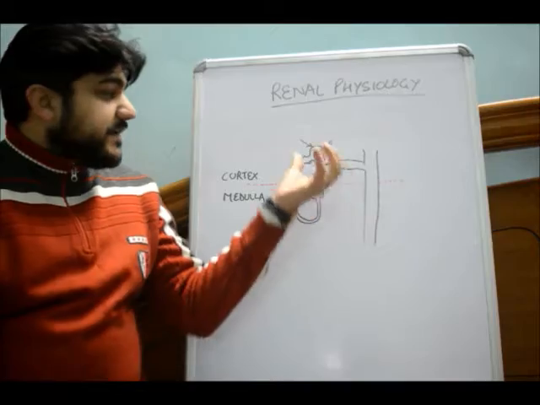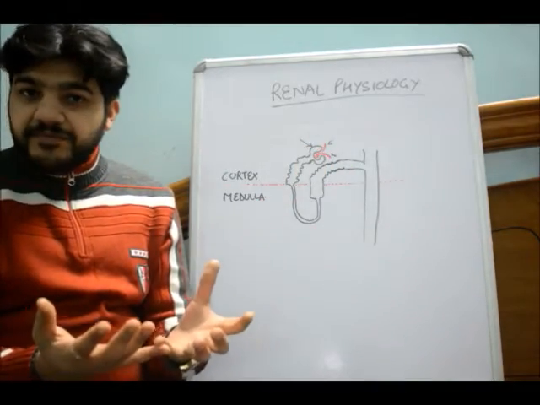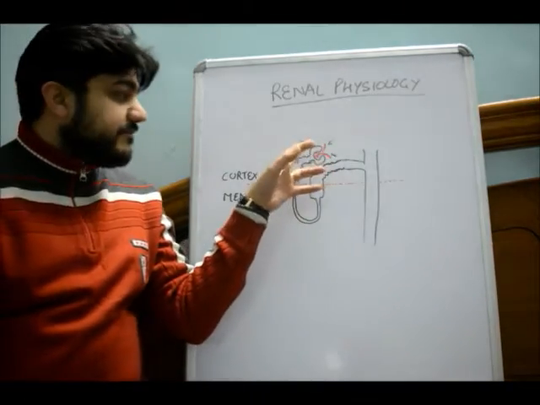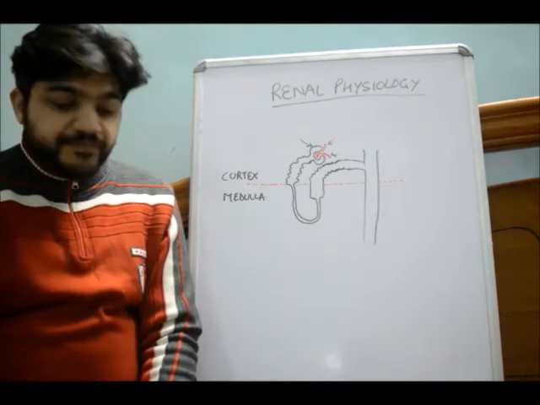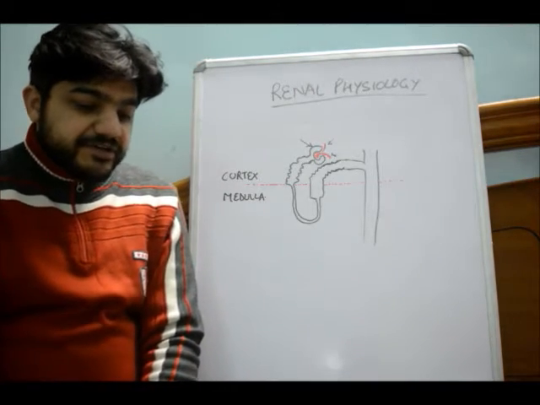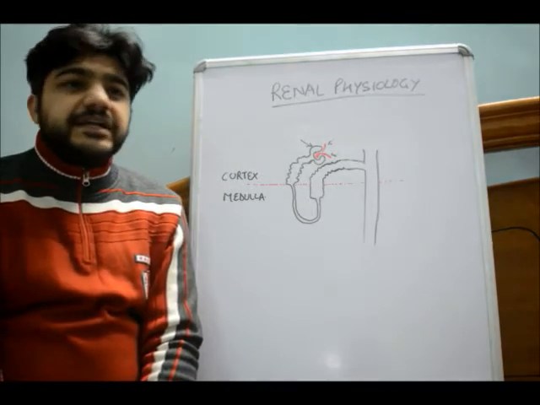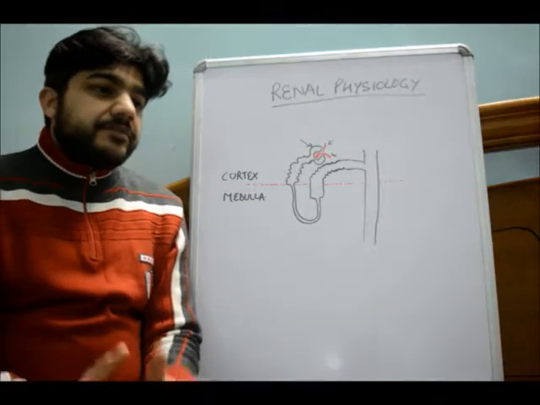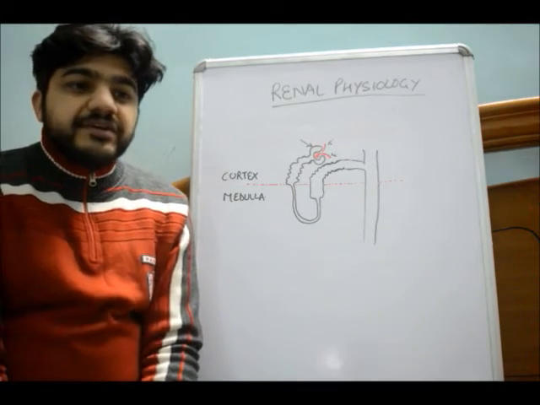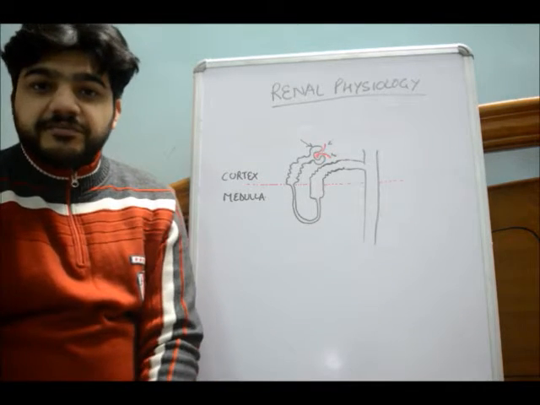So what we get here is simply plasma minus plasma proteins. That is what we have in the Bowman's capsule, and the total glomerular filtration rate is 125 milliliters per minute, which amounts to 180 liters per day. And you know that the plasma volume is only about 3.5 liters, so you can say that the whole blood is filtered about 60 times in a day.